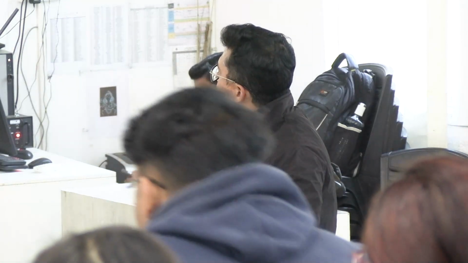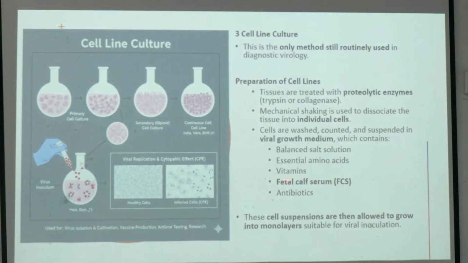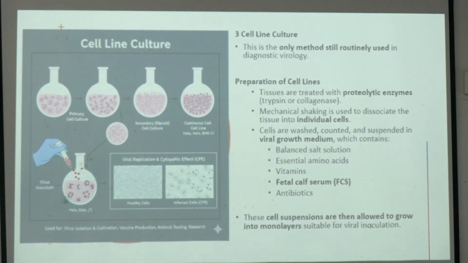ওকে, সেল লাইন মানে হচ্ছে কি কিছু কিছু সেল আছে যেগুলোতে আমরা প্রোটিওলাইটিক এনজাইম দিয়ে ফার্স্টে ট্রিট করা হবে, then they will be put inside a viral growth medium. Very important, viral growth medium and its composition they will ask in your exam. What is there in the viral growth medium? Why does the cell propagate? So that thing contains a balanced salt solution, fetal calf serum, very important, fetal calf serum, antibiotics, vitamins and essential amino acids. So these are the 5-6 components that are there in the viral growth medium.